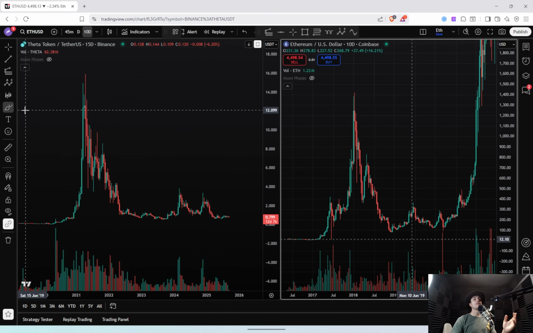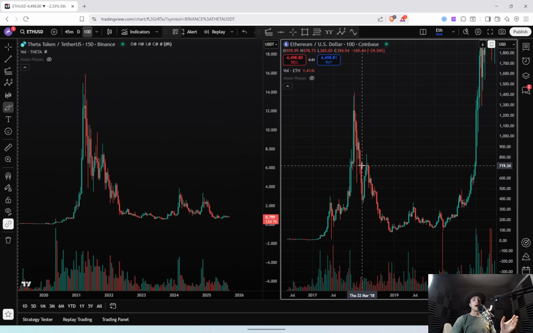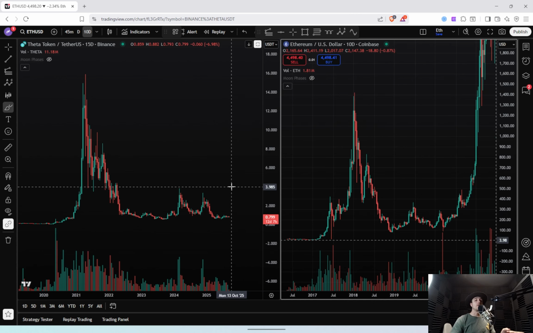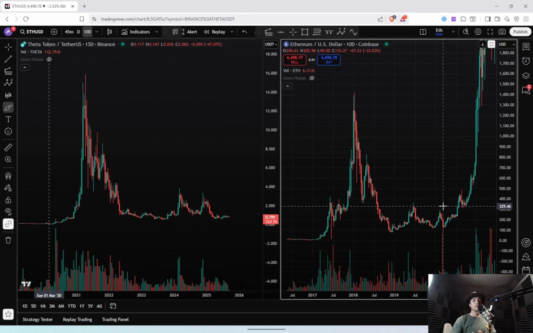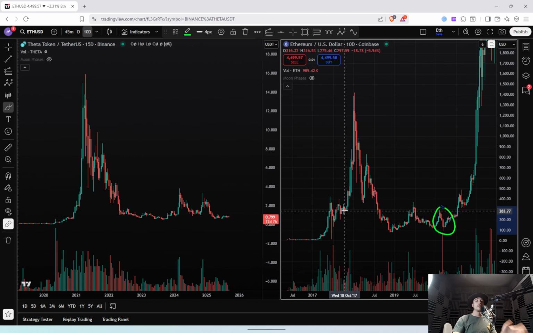Now, the opportunity for buying Theta right now is very high. As you can see, we have Ethereum over here on the right and Theta over here on the left. And what you can see with this comparison is just how good the opportunity was to buy Ethereum right here when Ethereum saw a panic back in March of 2020. A lot of people panic sold their Ethereum.